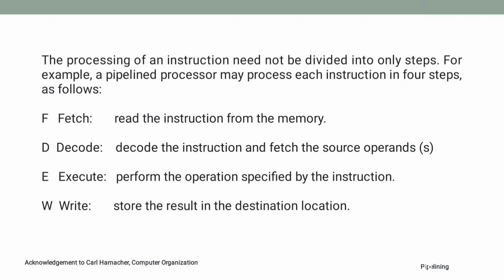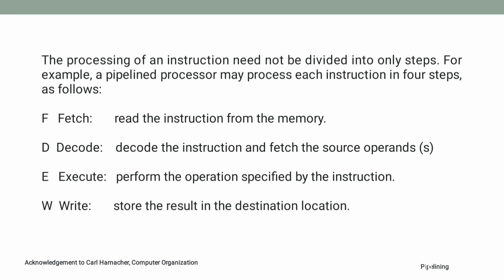The processing of an instruction may not be divided only into two steps, that is fetch and execute. For example, a pipeline processor may process each instruction in 4 steps. The 4 steps being as follows: F for fetch, D for decode, E for execute, and W for write. In fetch phase, the instruction is read from main memory and copied into processor register.